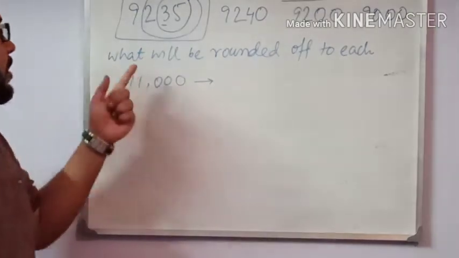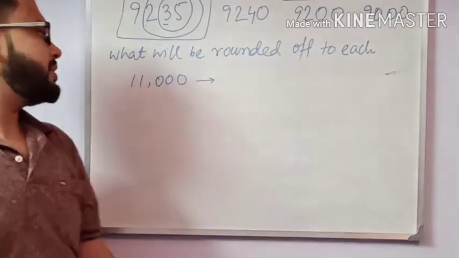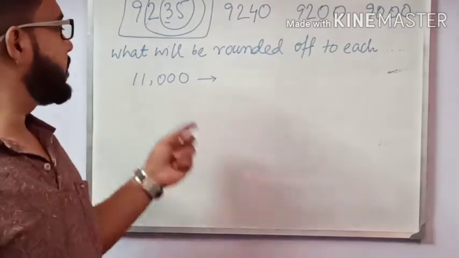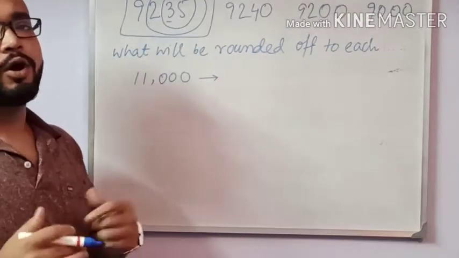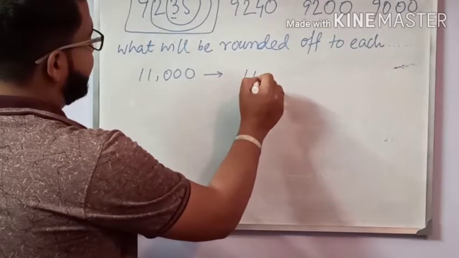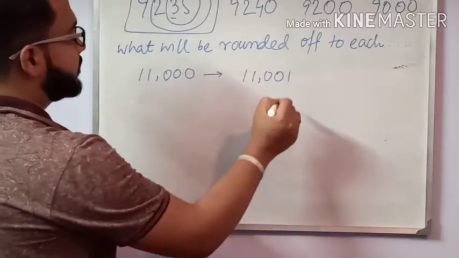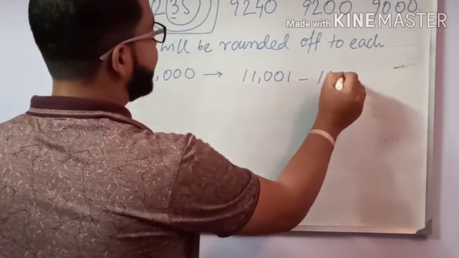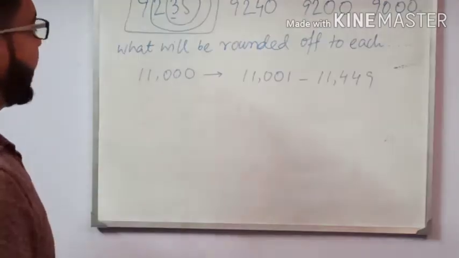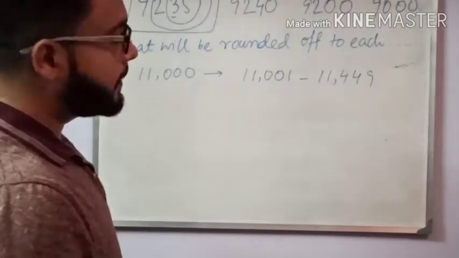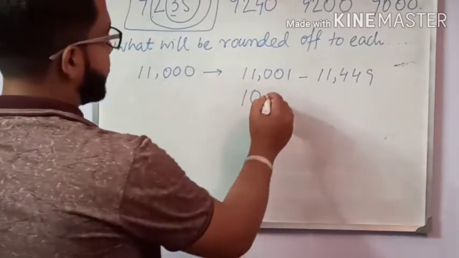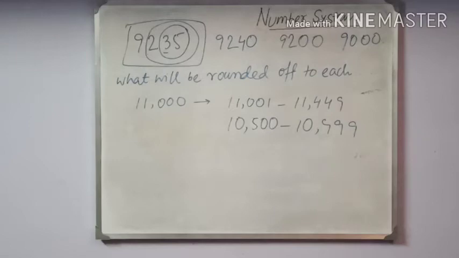Next question. What will be rounded off to each of the following? From which number to which number can we write as rounded off to 11000? So 11000, 10,500 to 11449 and 10,990.